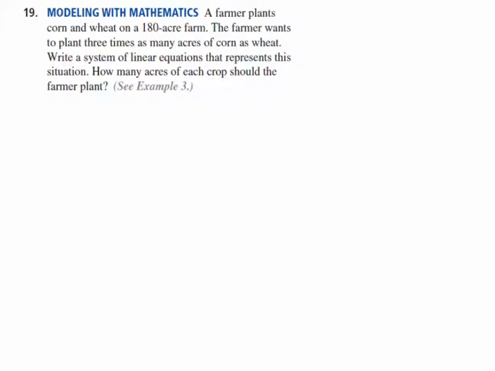In this video, we'll begin to look at some of the word problems in this section on solving systems of linear equations by substitution. Problem 19. A farmer plants corn and wheat on a 180-acre farm. The farmer wants to plant 3 times as many acres of corn as wheat. Write a system of linear equations that represents this situation. How many acres of each crop should the farmer plant?